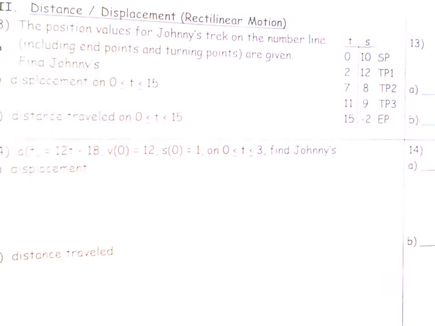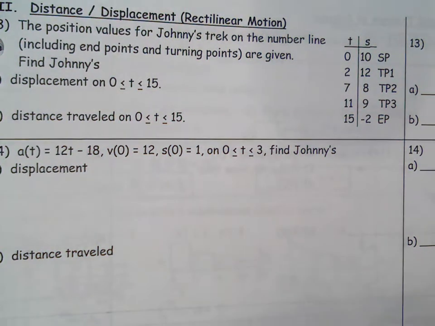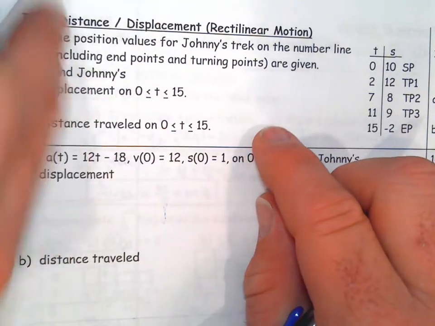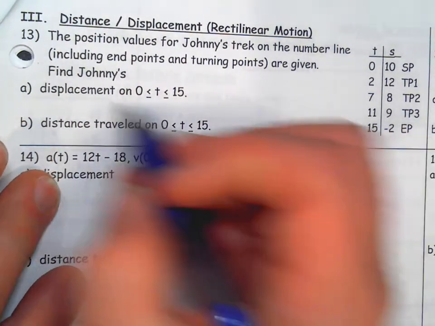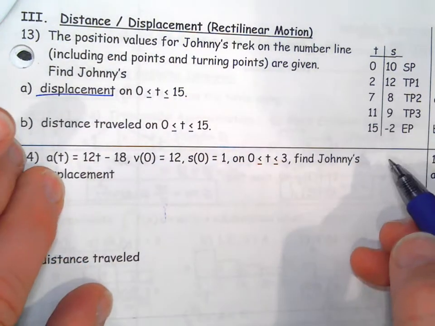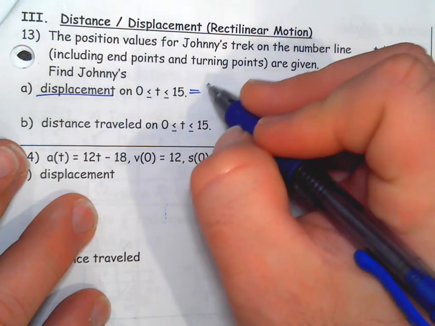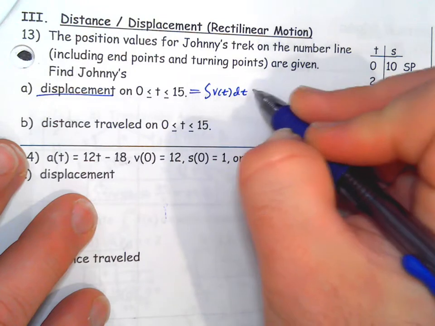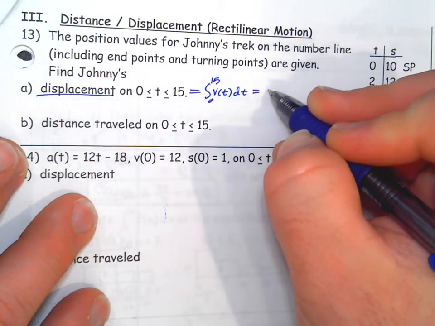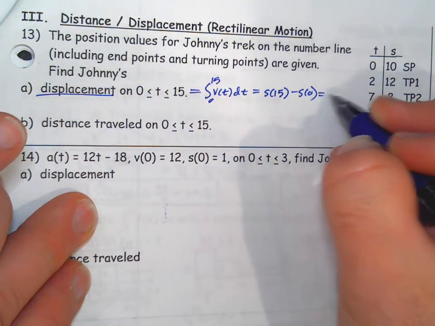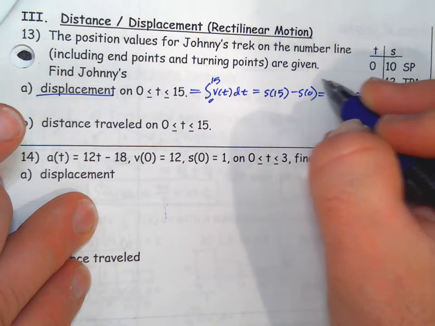Okay, we're also going to have distance and displacement problems, using some of our new stuff here. So, the position values of Johnny's truck in number one include the endpoints, turning points are given. Find Johnny's displacement. Well, using the table is super easy with displacement. It's the integral of velocity from 0 to 15, which is going to end up being position 15 minus position 0, which from the table is negative 2 minus 10 is negative 12.